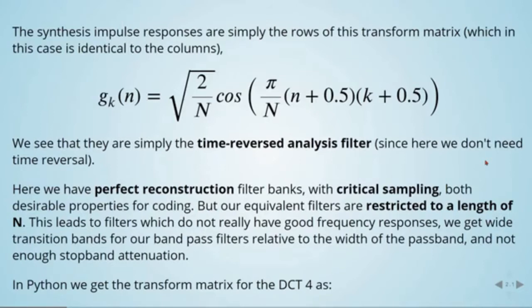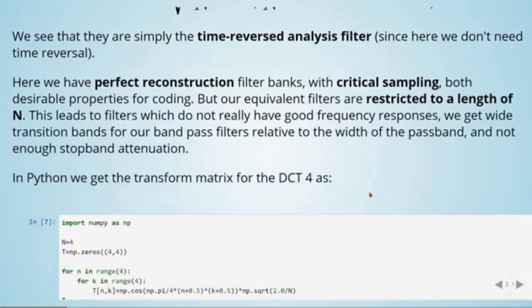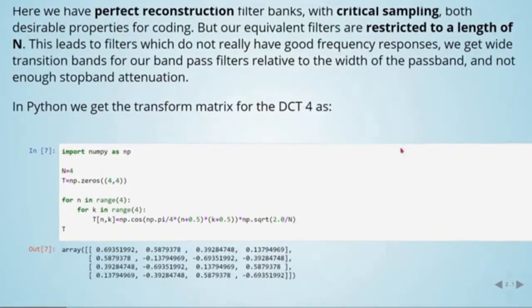But our equivalent filters are restricted to a length of capital N. This leads to filters which do not really have good frequency responses. We can get wide transition bands for our bandpass filters relative to the width of the passband, and not enough stopband attenuation. So in Python, we can get the transform matrix for the DCT using this here.